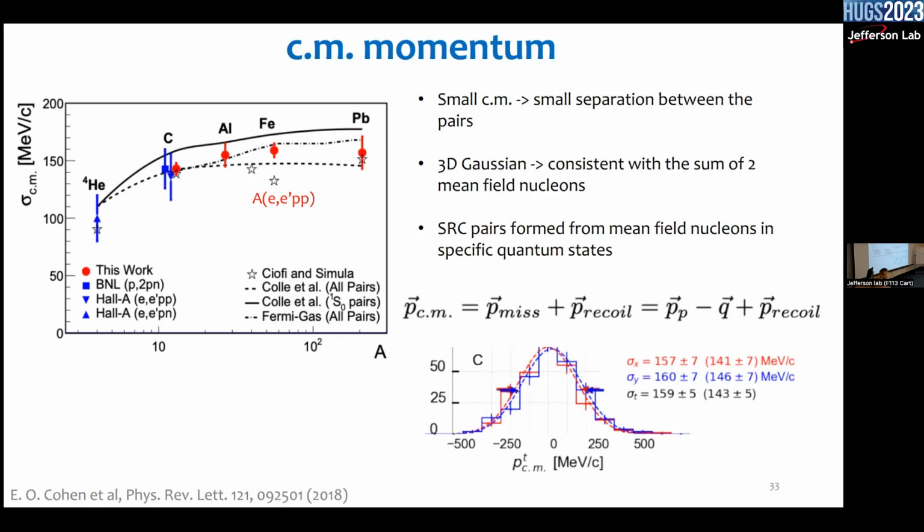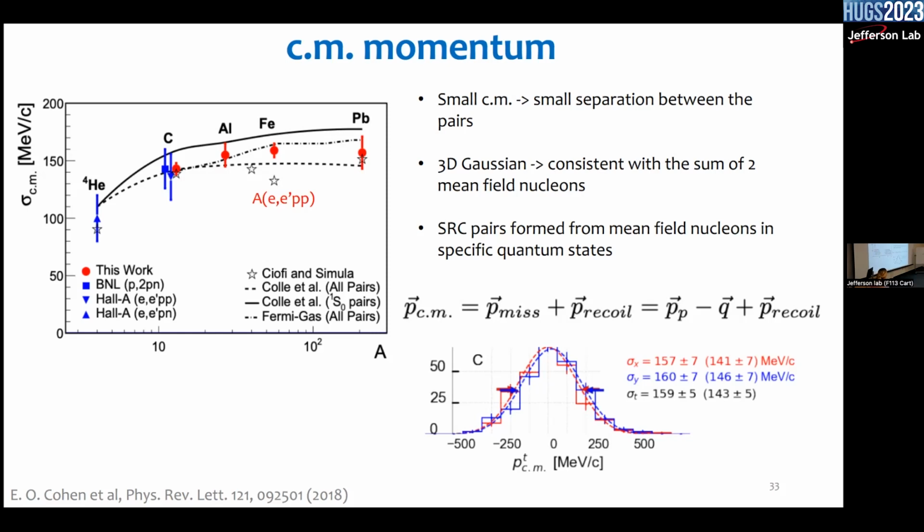As I said, short range correlated pairs have small center of mass momentum and high relative momentum. This small center of mass momentum means there's just a small separation between those pairs. And so that's why we're looking at that.